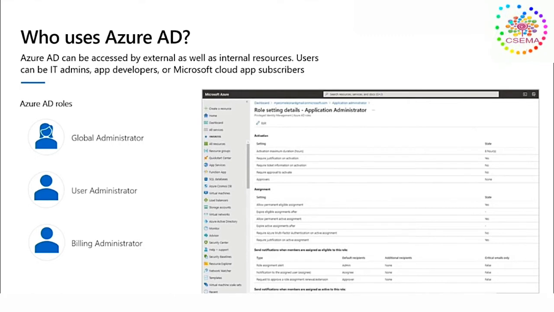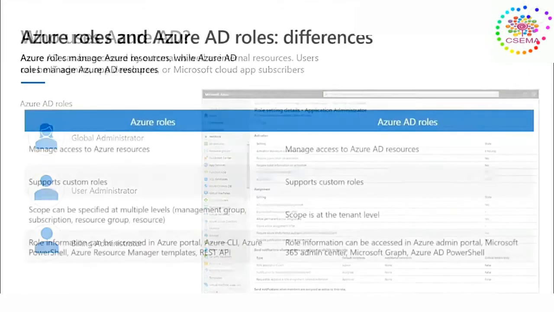Although several AD roles span Azure AD and Microsoft 365, such as the Global Administrator and User Administrator roles, by default, the Global Administrator role doesn't have access to Azure resources. Now that we have identified the main users of Azure AD, let's discuss the differences between Azure roles and Azure AD roles.